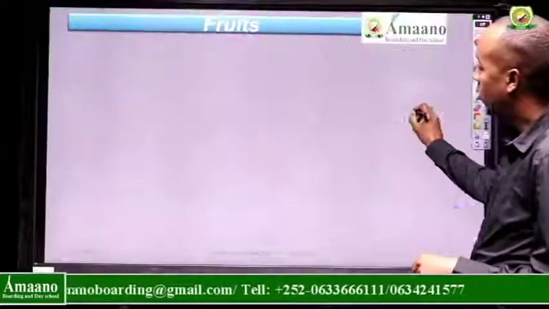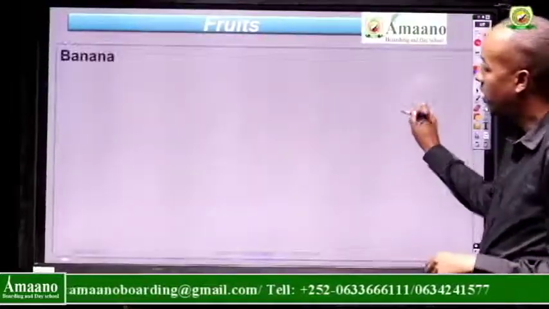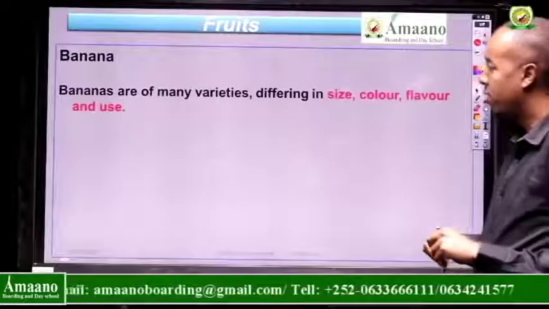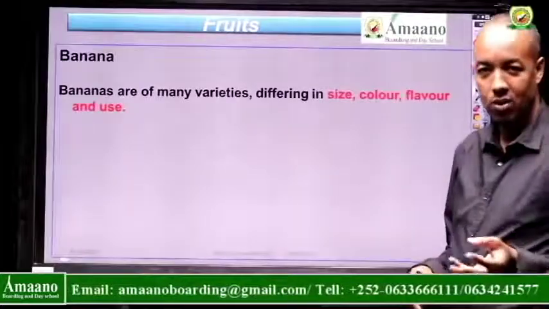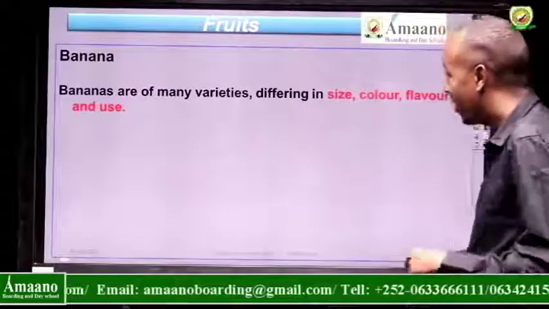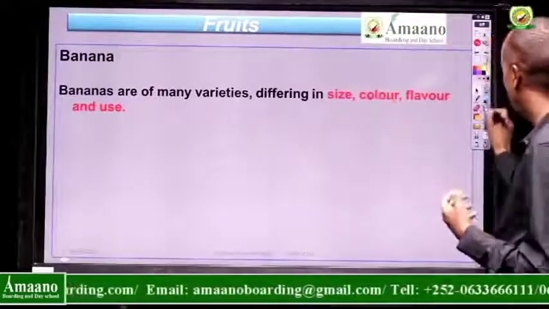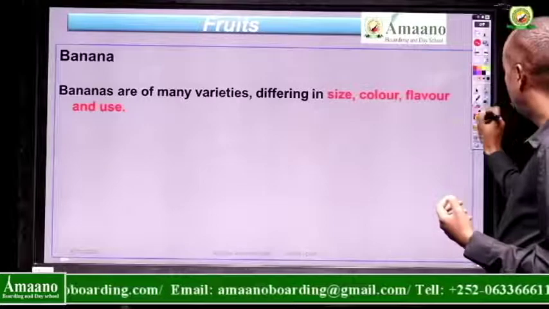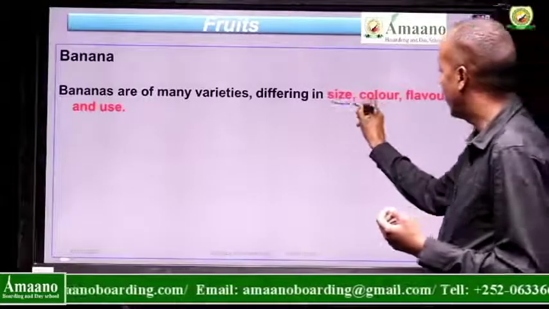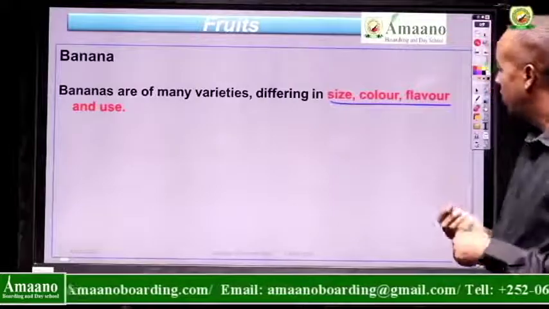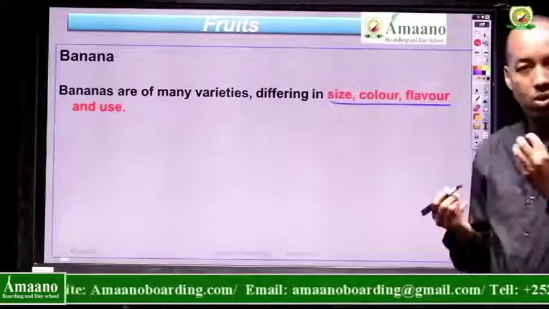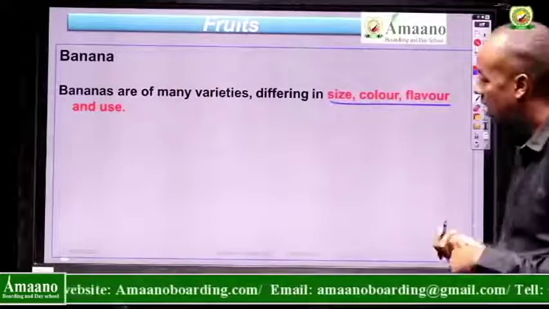So let us start with the first one. It is the fruit banana. Bananas are of many varieties. You know banana, you know moose. So bananas are of many varieties. The varieties of banana are many, for example, they are different in terms of size, in terms of color, in terms of flavor, the way it tastes, and the use.